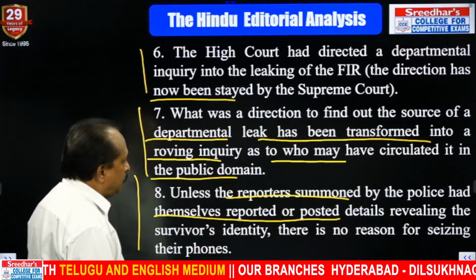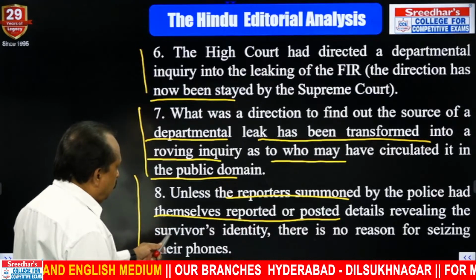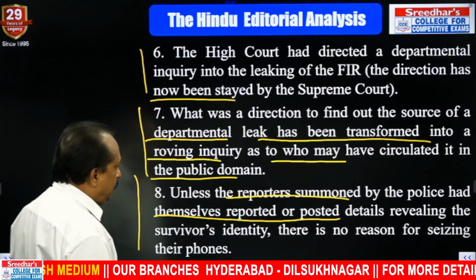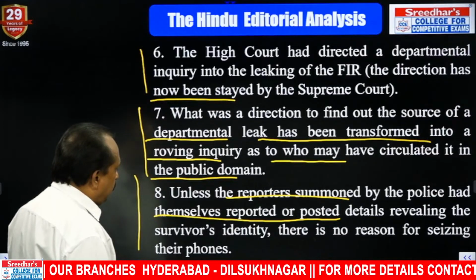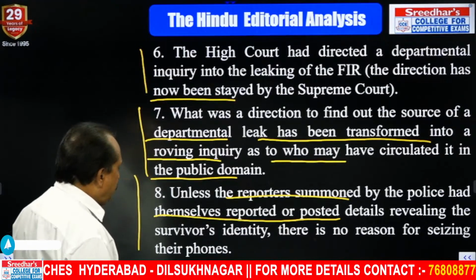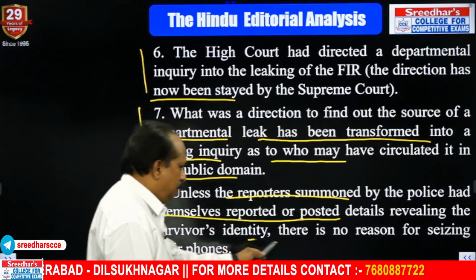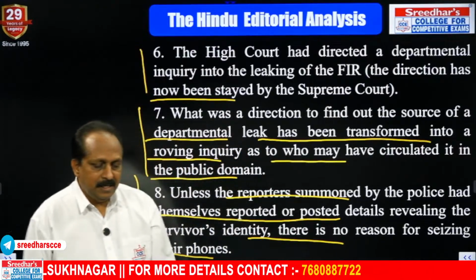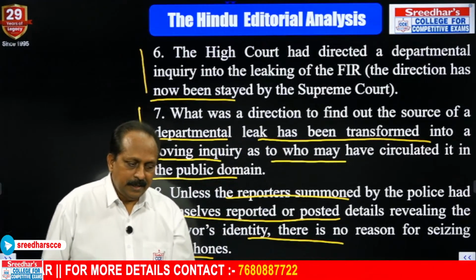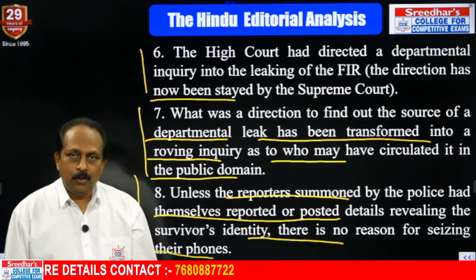Unless the reporters summoned by the police had themselves reported or posted details revealing the survivor's identity, there is no reason for seizing their phones. Question is, why should they seize their phones? They did not reveal anything, they did not disclose anything.